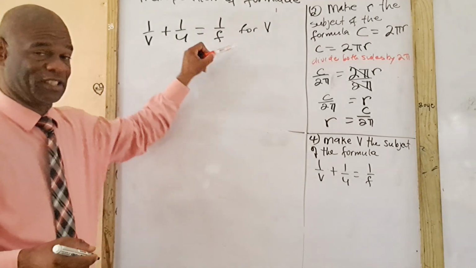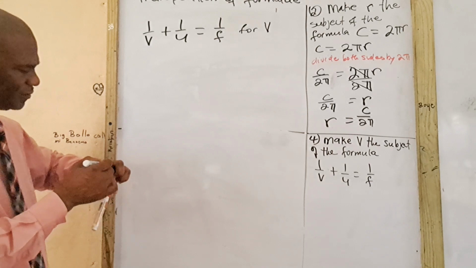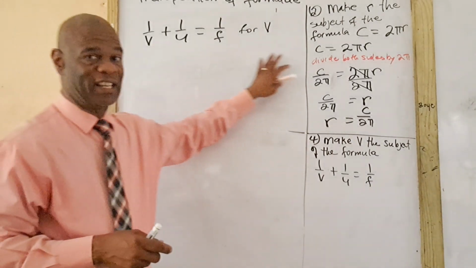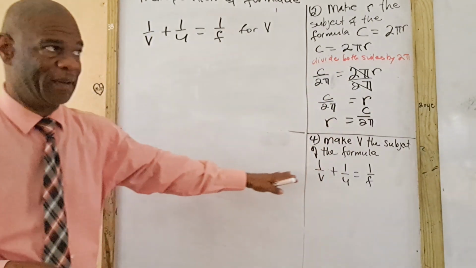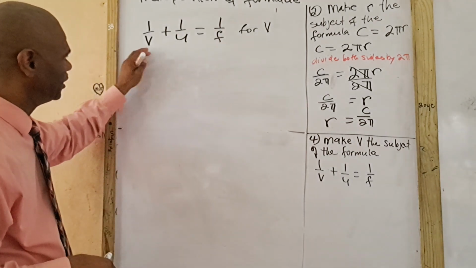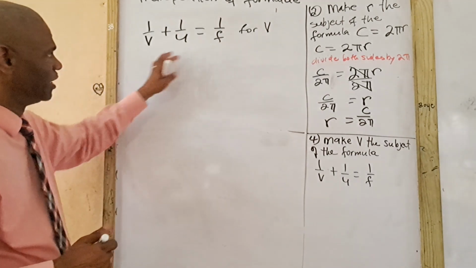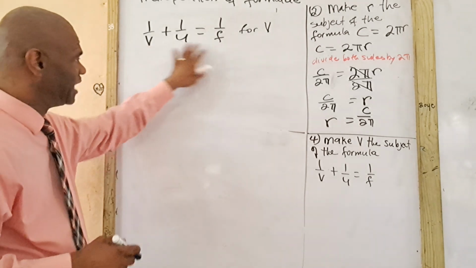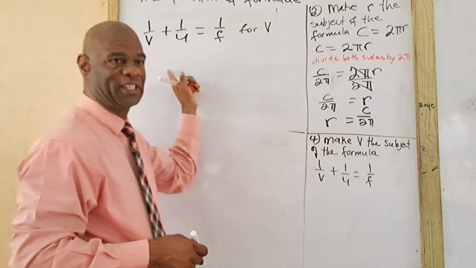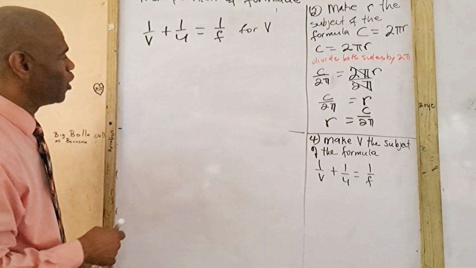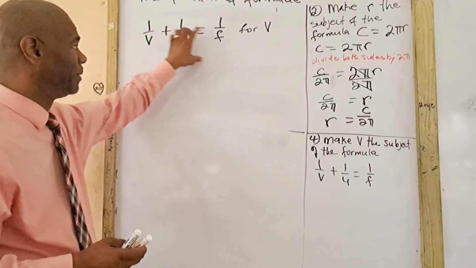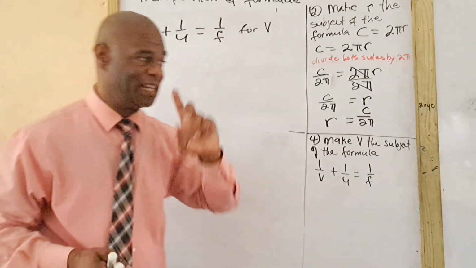Now we have fractions. When we are simplifying a fraction, we generally find the LCD or the LCM. So find the lowest common denominator or the least common denominator, or the LCM. In this case, the LCM of these fractions would be V times U times F. So we are going to multiply each term in this formula by the LCD.